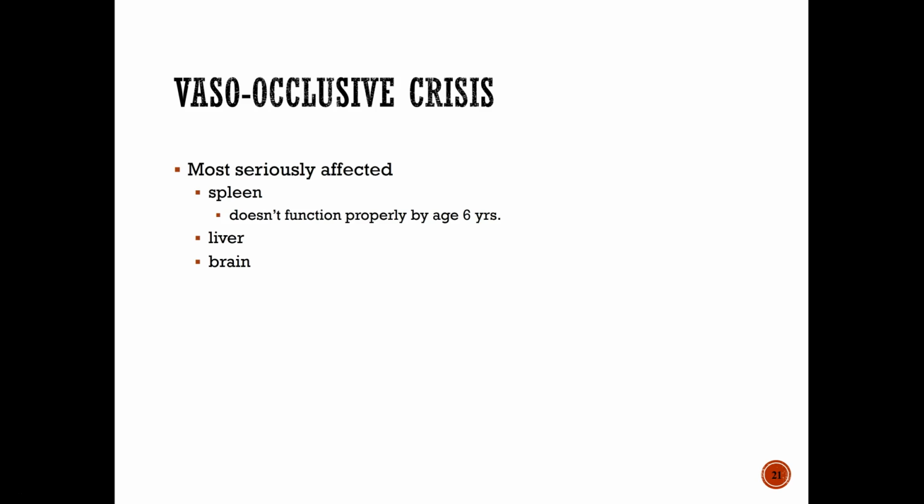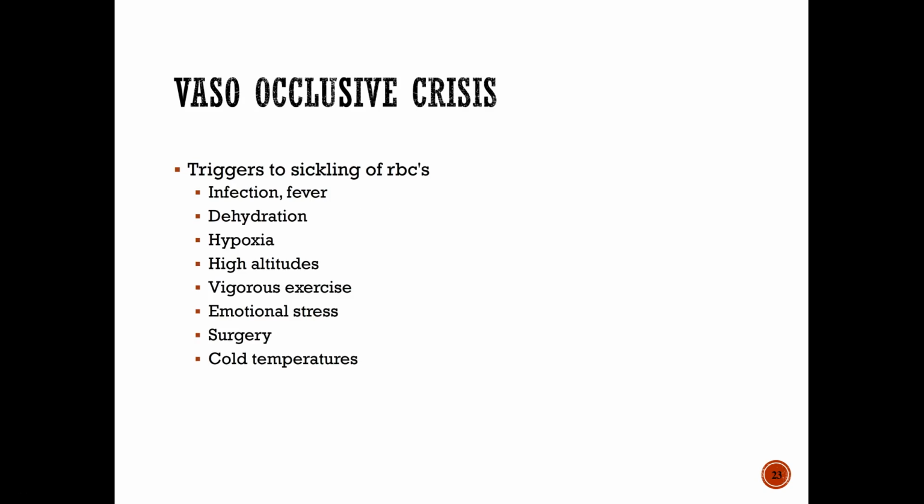Their liver is also affected. So they're going to have hepatomegaly or cirrhosis. And their brain is also affected. So they may have a stroke. The lifespan of a sickled red blood cell is only 12 days. A normal red blood cell is 120 days, so 10 times that. So think about their oxygen levels and everything else that not having the amount of red blood cells they should entails.